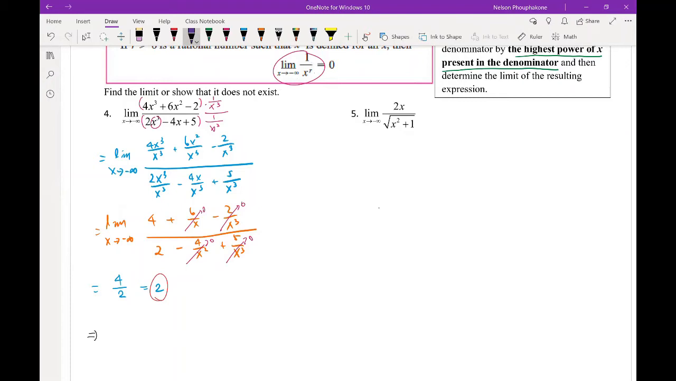But the result tells me that for this expression, 4x to the power 3 plus 6x squared minus 2 over 2x to the power 3 minus 4x plus 5, if this is the function right here, this function has a horizontal asymptote at y equal to 2.